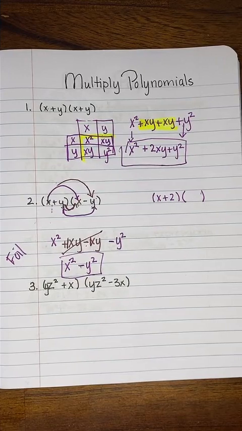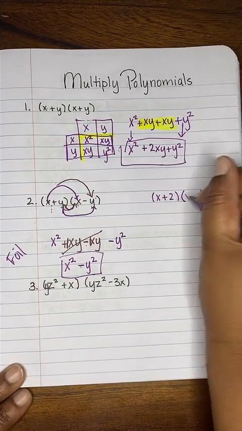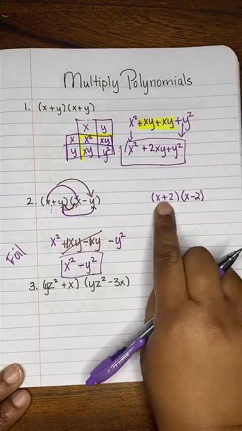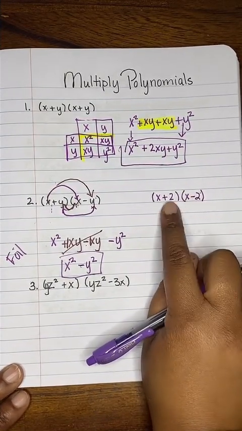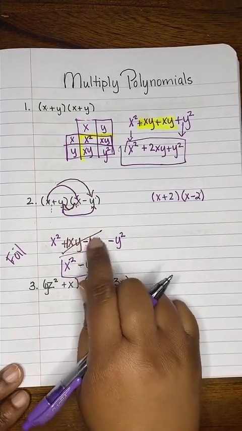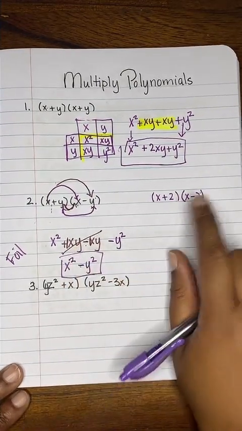Good. Robin and Never said x minus 2. Perfect. Yes, these are considered a difference of squares. And what a difference of squares says is the middle will always cancel out. You guys want to try this one?